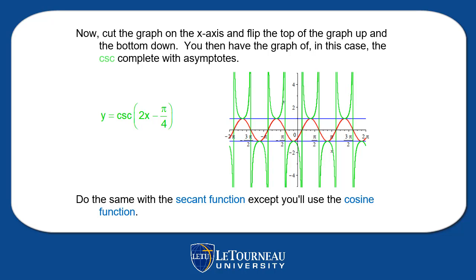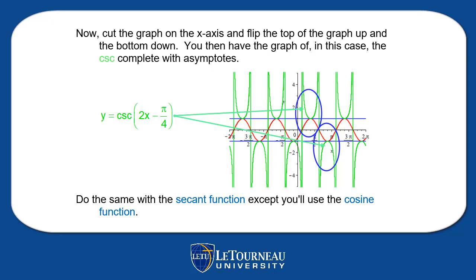Now, cut the graph on the x-axis and flip the top of the graph up and the bottom down. You then have the graph, in this case, of the cosecant, complete with asymptotes. y equals cosecant of 2x minus pi over 4.